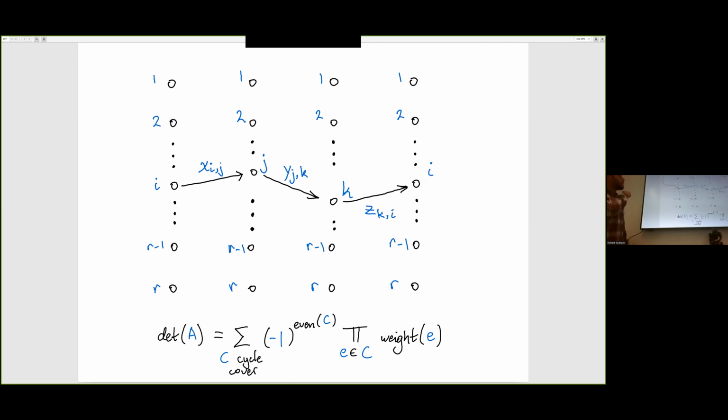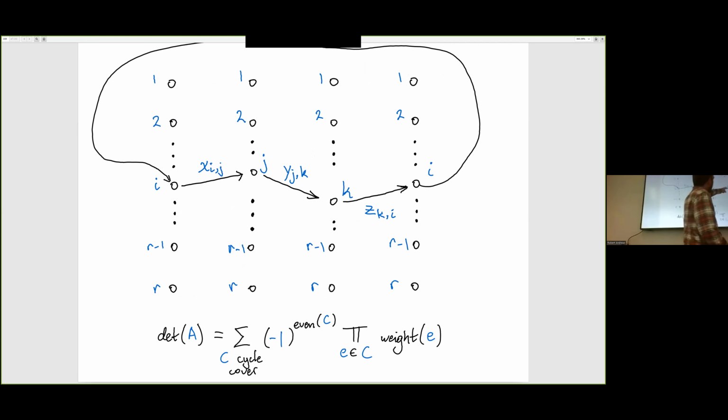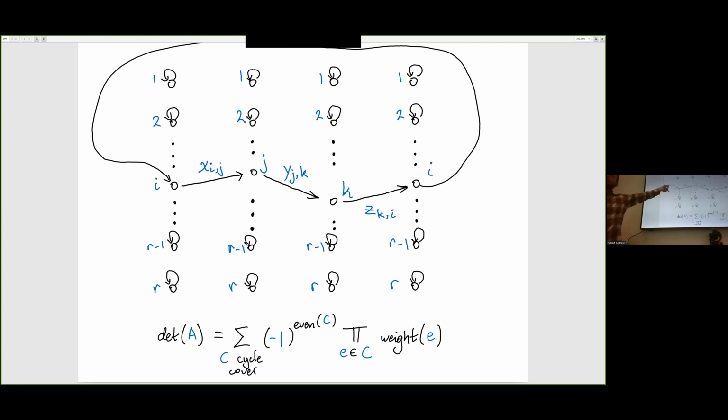So here's what we're going to do. Here's our graph. I'm going to draw an edge from vertex i in the final layer to vertex i in the first layer. And I'm going to add self-loops to every vertex. Okay. Now, what does a cycle cover look like in this graph? Well, one cycle cover is I take all the self-loops. Okay, that's not interesting, but it's there. What's another cycle cover? Well, I could take this cycle that I've drawn here, right, where I go from i to j to k to i. That's one cycle, and then I take the remaining self-loops.